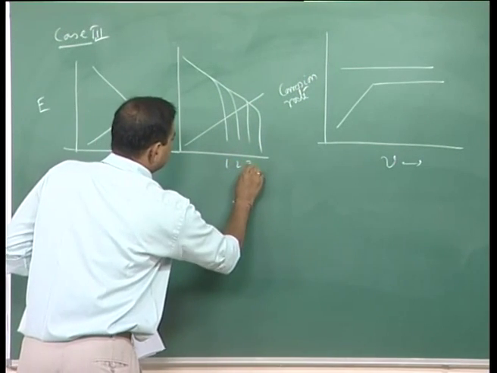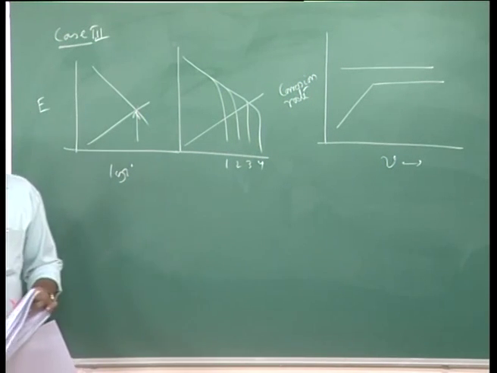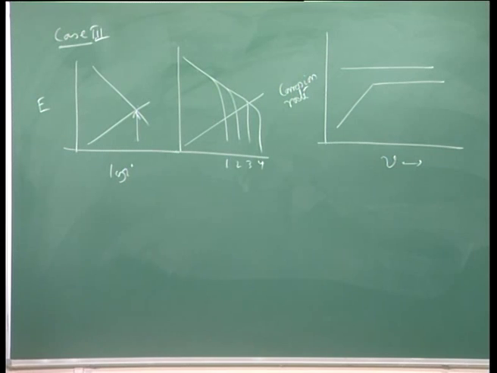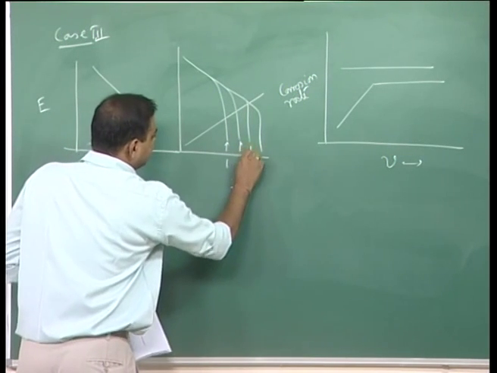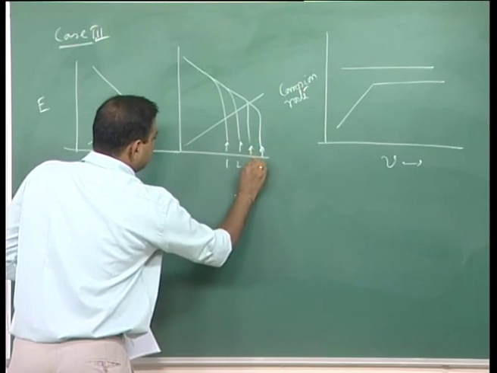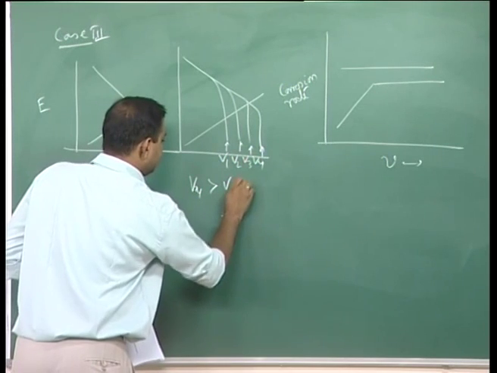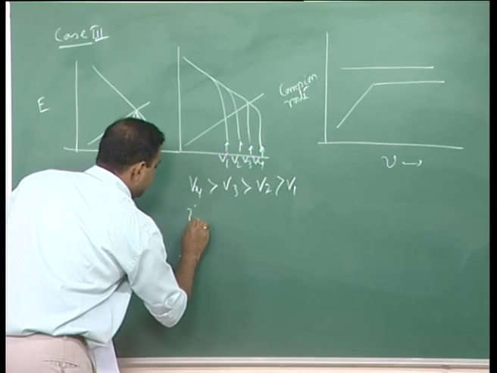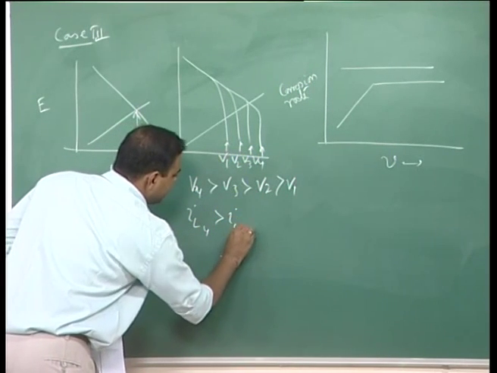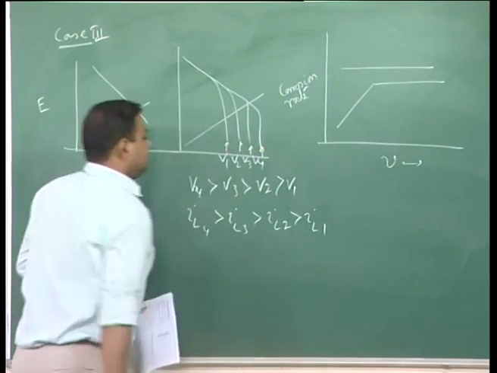So, 1, 2, 3, 4 velocities. As we increase the velocity, you are going to decrease the delta, which is the boundary layer thickness. If you decrease the boundary layer thickness, you are going to increase the IL, and IL is nothing but this at different velocities, and V4 greater than V3, greater than V2, greater than V1, and accordingly IL4 greater than IL3, greater than IL2, greater than IL1.